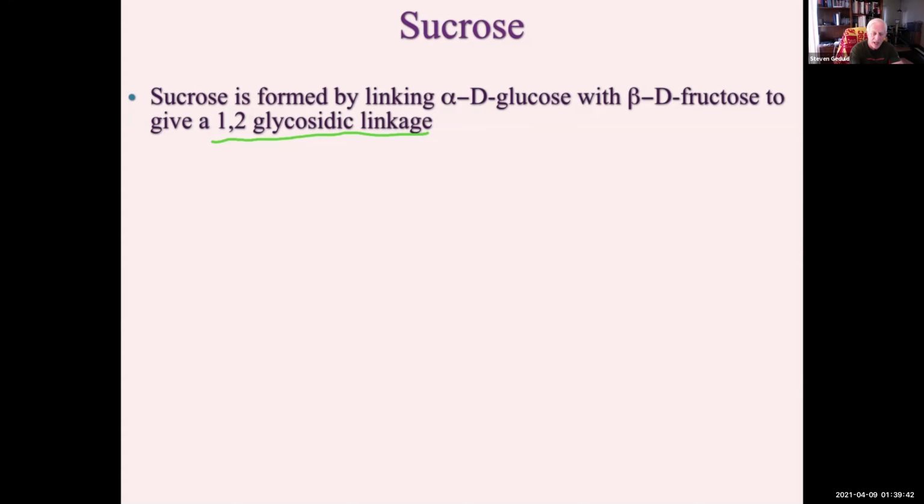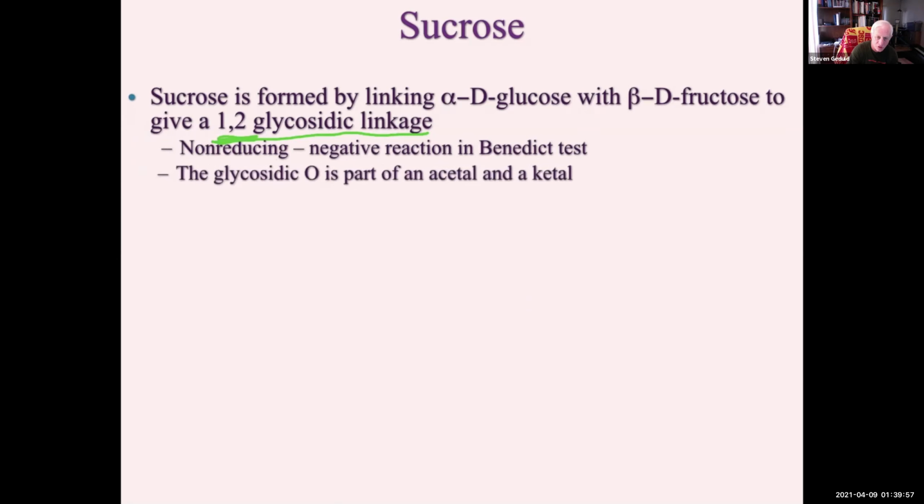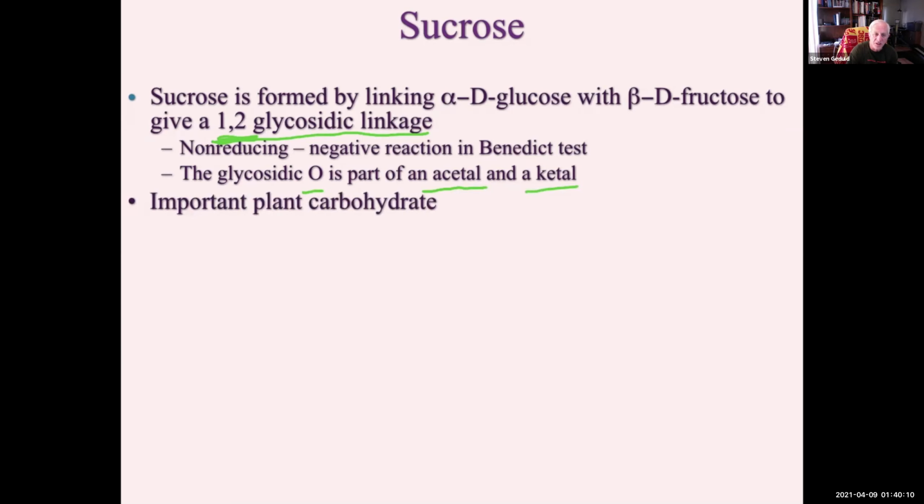So sucrose is formed from alpha D-glucose and beta D-fructose to give a 1,2 glycosidic linkage. It's non-reducing, so it doesn't react in the Benedict's test. It doesn't reduce, so it doesn't cause oxidation of something else like a reducing sugar would, like a monosaccharide. So the glycosidic oxygen is part of an acetal and a ketal. Sucrose is an important plant carbohydrate.